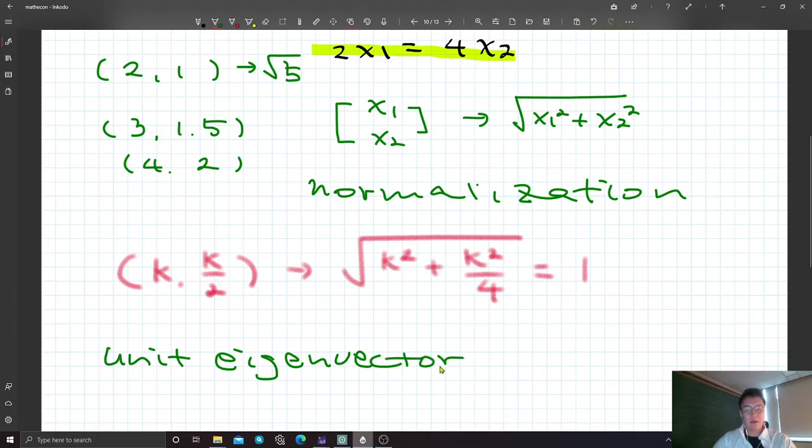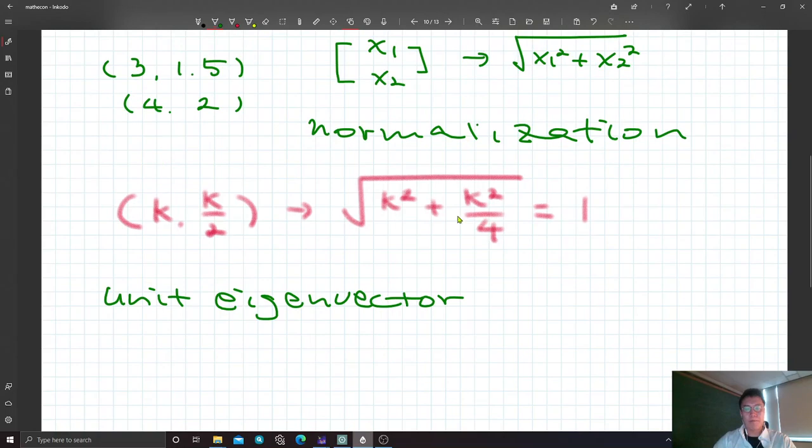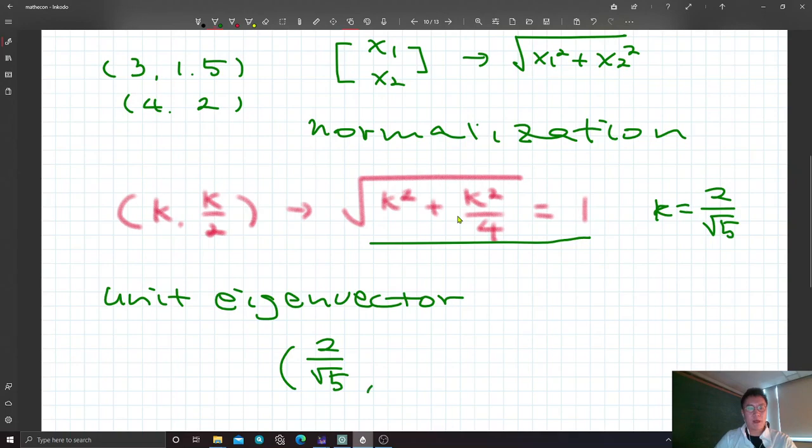So that is an eigenvector with a size of 1. Okay? So solving this equation for k, I obtain 2 over square root of 5, I guess. Okay, so x1 is going to be 2 over square root of 5, and x2, that is given by k over 2, so 1 over square root of 5. Okay, so that is the way to compute a unit eigenvector. Okay?